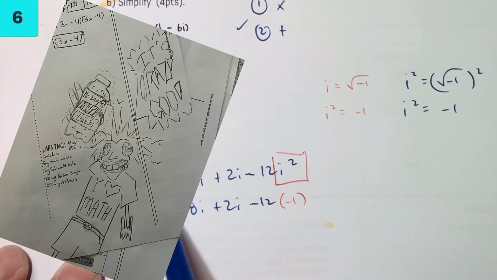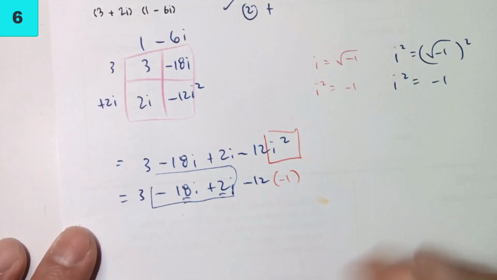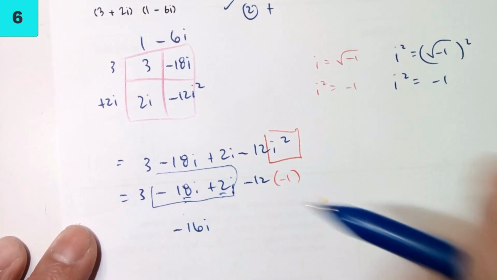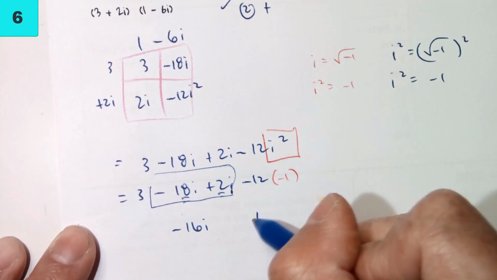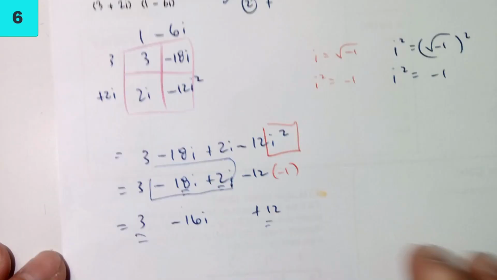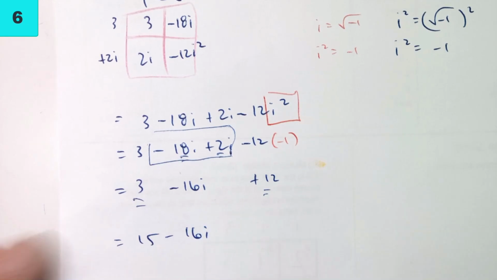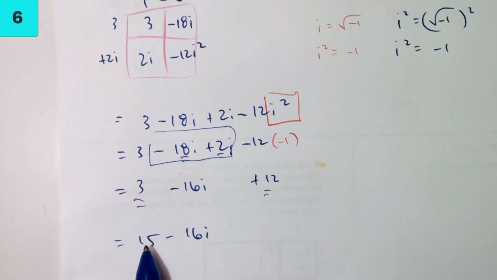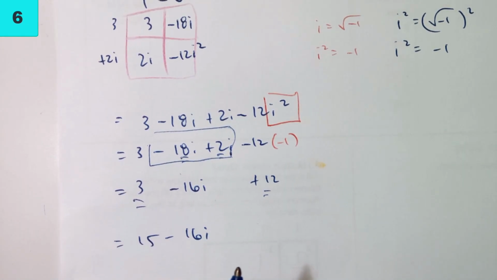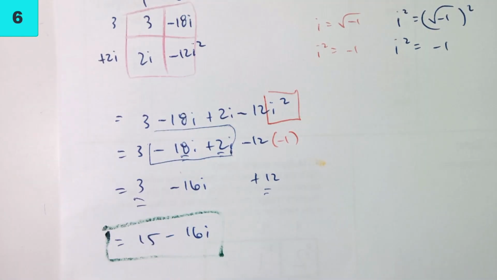So these, you're just going to add the numbers in front. So that will equal negative 16i. This becomes a positive 12. And then you have these two, so that'll become 15 minus 16i. This form is better because you have the real and the complex. And this would be our answer. Wouldn't be wrong if you switch those, but that's what you should have.